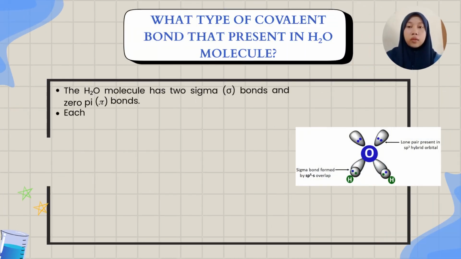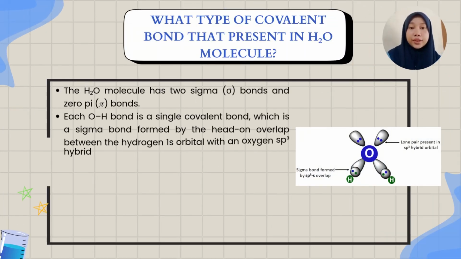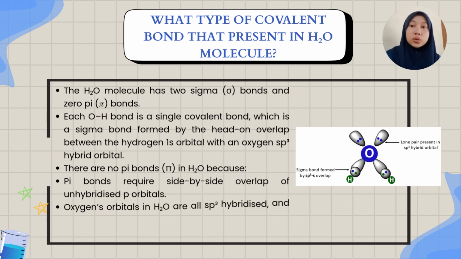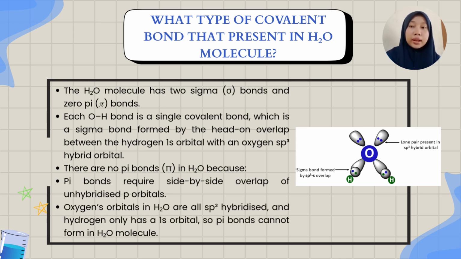So, what type of covalent bond is present in the H2O molecule? The H2O molecule has two sigma bonds and 0 pi bonds. Each O-H bond is a single covalent bond, which is a sigma bond formed by the head-on overlap between the hydrogen 1s orbital and an oxygen sp3 hybrid orbital.